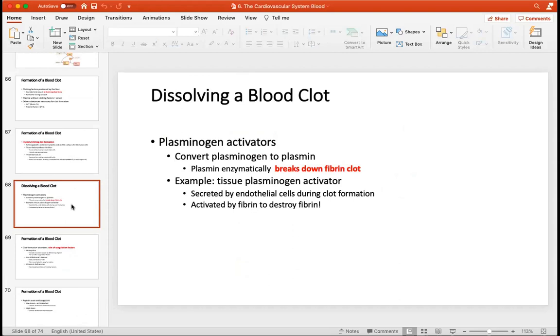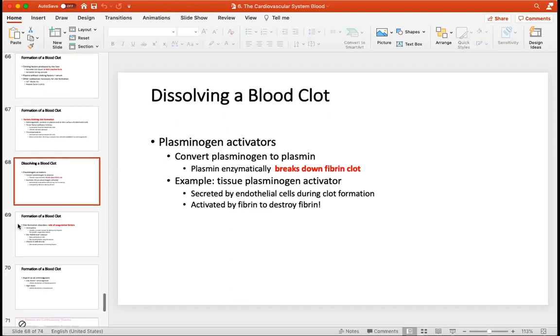In order to have plasmin, we need plasminogen activator. So plasminogen, again, is something that's always around in its inactive form. And in order to turn that into the enzymatically active plasmin, we need these plasminogen activators. An example of that, one of the most prominent ones, is tissue plasminogen activator, or TPA. So TPA activates plasminogen to plasmin, and that plasmin can start destroying those fibrin clots.